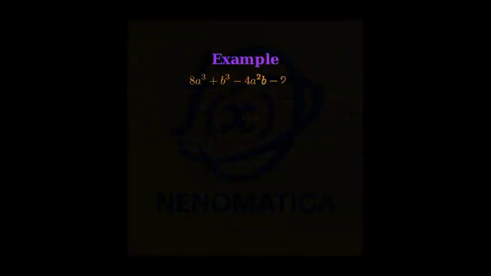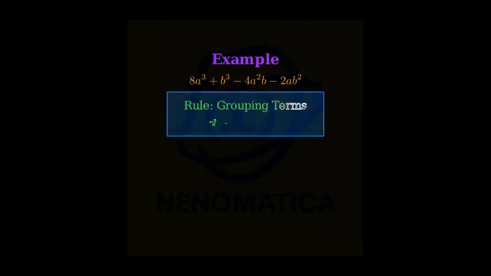We need to factor the expression 8a cubed plus b cubed minus 4a squared b minus 2ab squared. Let's first rearrange the expression to make it easier to work with. We can rewrite this as the quantity 8a cubed plus b cubed, minus 2ab times the quantity 2a plus b.